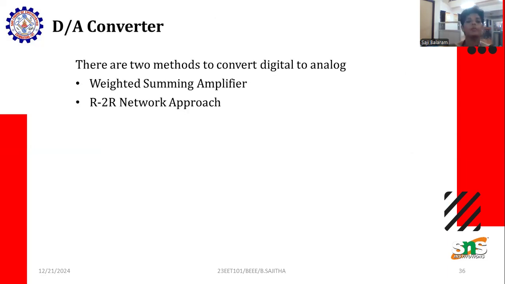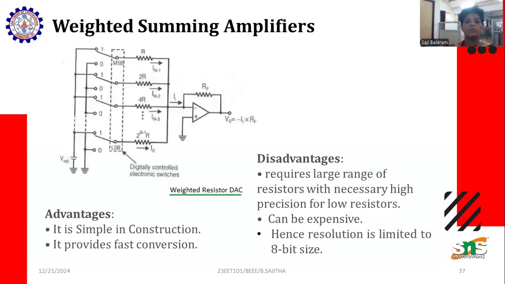So now moving with the DAC, that is digital to analog converter. Generally, there are two methods to convert digital to analog, that is weighted summing amplifier and R2R network approach. Apart from these two, there are also many other types, but let us discuss these in primary detail. So here, let us consider the circuits one by one, moving to the weighted summing amplifier.